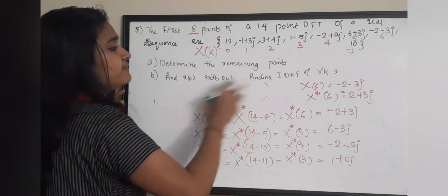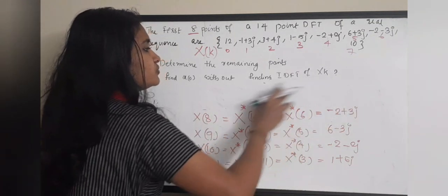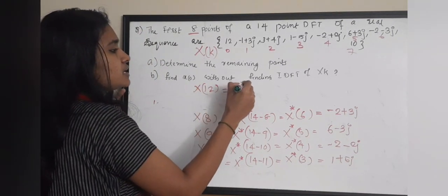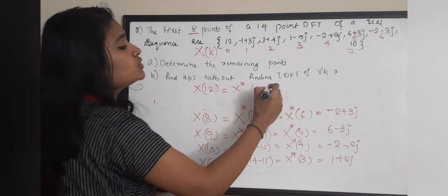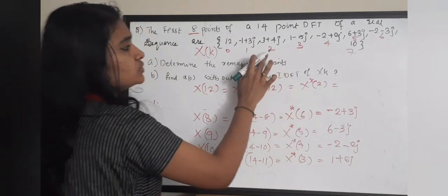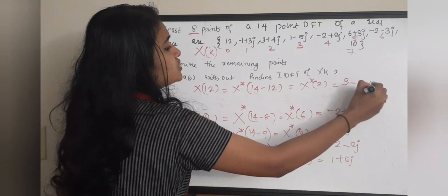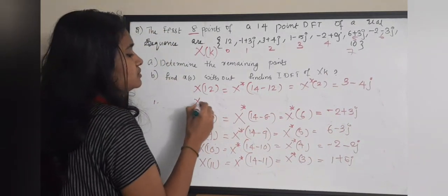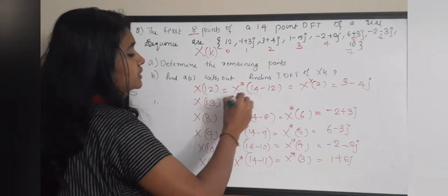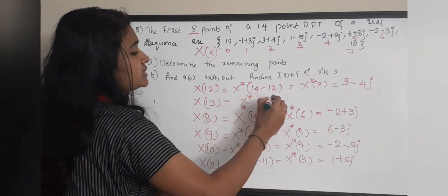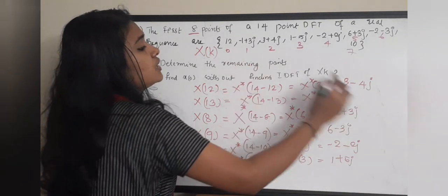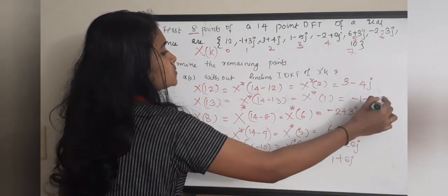Now we have obtained till the value x of 11. Now x of 12 is equal to x star of 14 minus 12, that is x star of 2, which is equal to 3 minus 4j. So this is a very simple question. If you know the method, you can score full marks. Now x of 13 is x star of 14 minus 13, that is x star of 1, that is equal to -1 minus 3j. So these are the points.